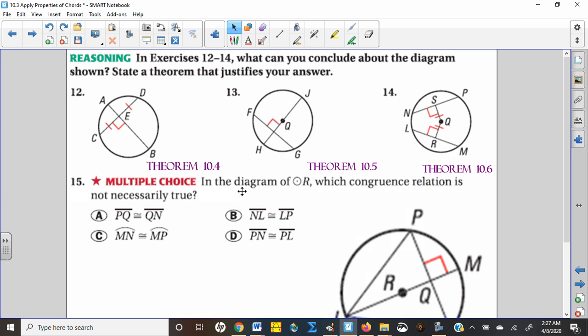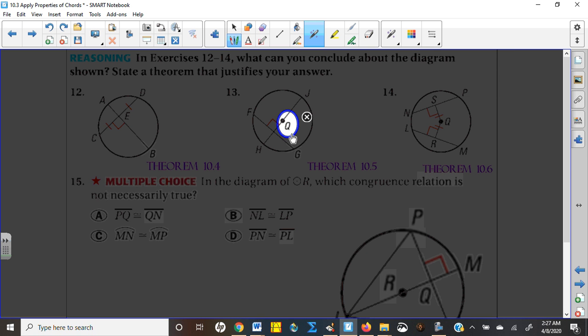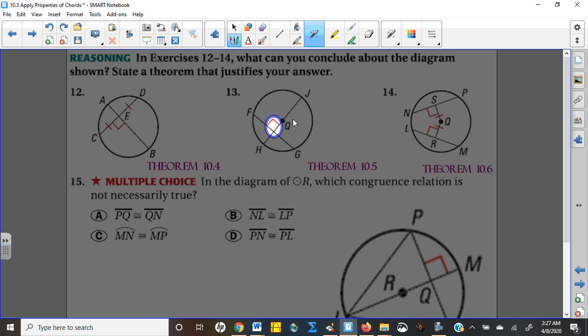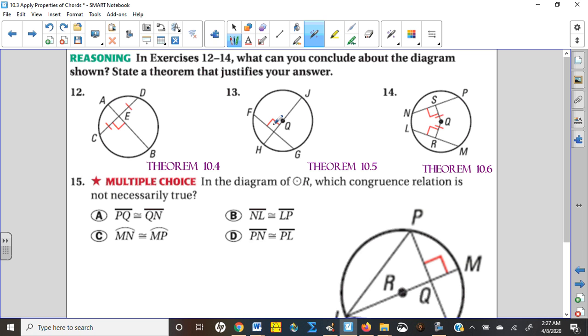13, we have a chord JH, which is a diameter. Notice it goes through center Q, right? And so because it is a diameter and it's perpendicular to FG, that means that it has to be bisecting FG. At least that's what theorem 10.15 tells us, that a diameter that is perpendicular to a chord is the bisector of that chord and the arc it intercepts. So I guess we could also say that FH was congruent to GH.